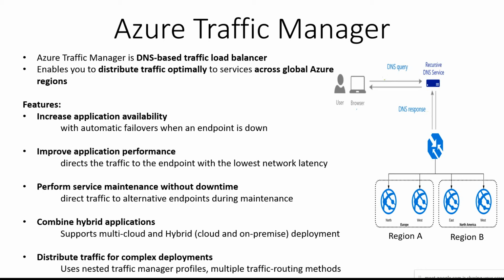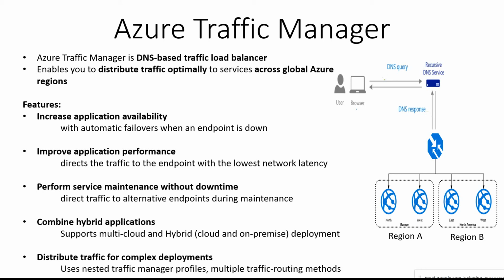So that is a difference between the previous one versus this. Traffic Manager being global, this will be at a DNS level. It is a DNS-based load balancer, and this will enable you to distribute the traffic optimally to services across global Azure regions. As you know, there are multiple regions across the globe, right? So this will distribute the traffic across regions.